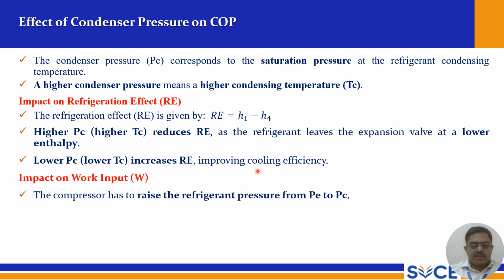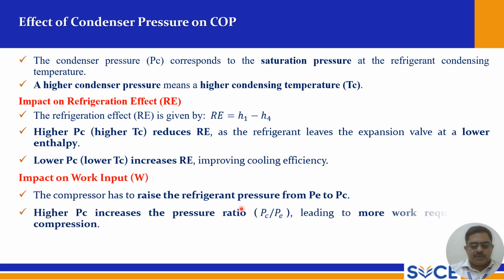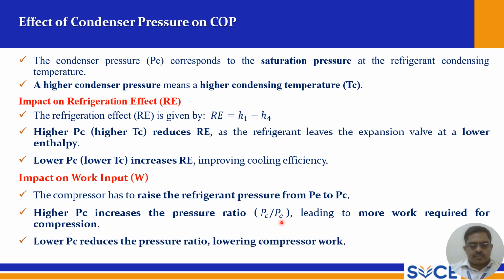Impact on work done: the compressor has to raise the refrigerant pressure from PE to PC. So the higher PC increases the pressure ratio. The pressure ratio can also be called the compression ratio, leading to more work required for compression. Lower PC reduces the pressure ratio, lowering the compressor work.